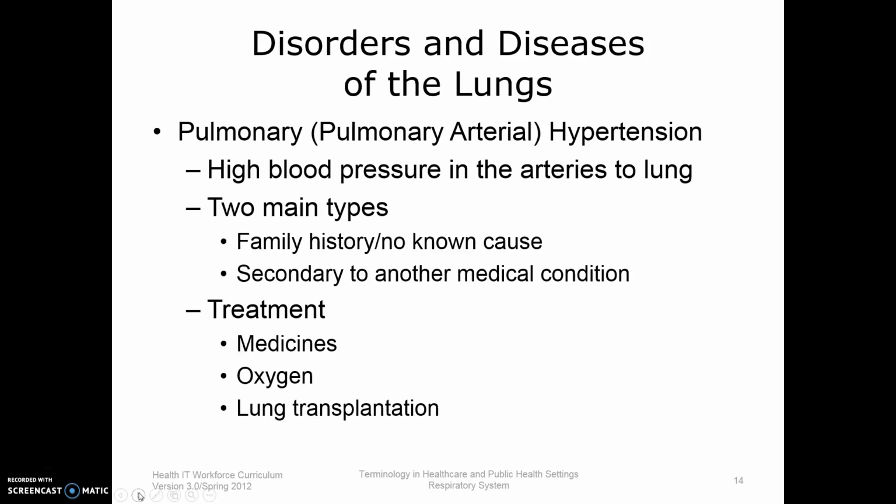There are two main types of pulmonary hypertension. One type may be related to past family history, or it can appear for no reason at all. The other type is related to another medical condition, usually a heart or lung disease. Treating pulmonary hypertension involves treating the heart or lung disease using medicines, oxygen, and sometimes lung transplantation.